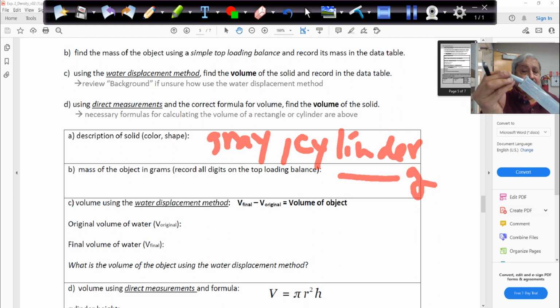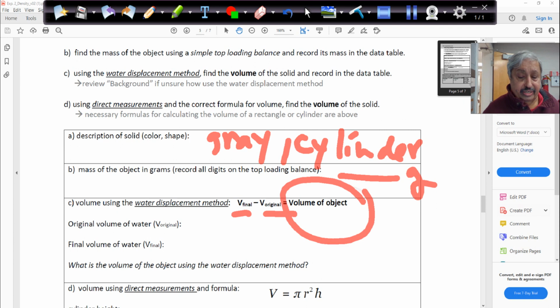Tilt 45 degrees, slowly. If you rush and dump it very fast, you might get into problems with H2O being splashed out, and then you are losing a couple of those milliliters from your 40 mils. So slowly. See here, the water will be displaced. That's my final reading after displacement. And I have then the original, initial, and final. That will give me the volume of the cylinder. Correct?